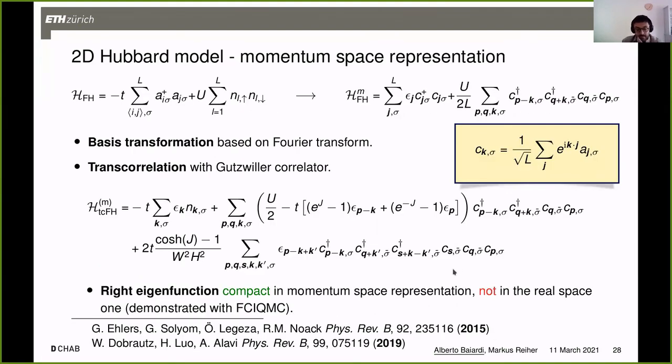And the first playground where we applied this theory is the two-dimensional Hubbard model as an example of a strongly correlated system, which we transcorrelate in momentum space. We do that because what has been shown with full CIQMC is that transcorrelating in momentum space is the way to go to make the wave function more compact. So we want to see here if the same happens with DMRG. And this is the expression of the momentum space Hubbard model. And you see that there is a three-body coupling term, which will become, as I will explain in a second, the main problem of applying this to DMRG.